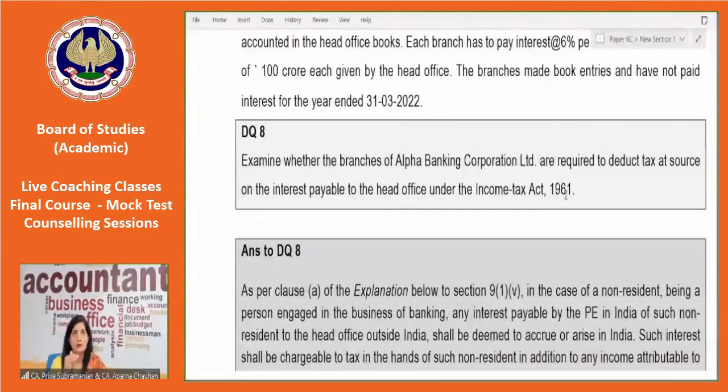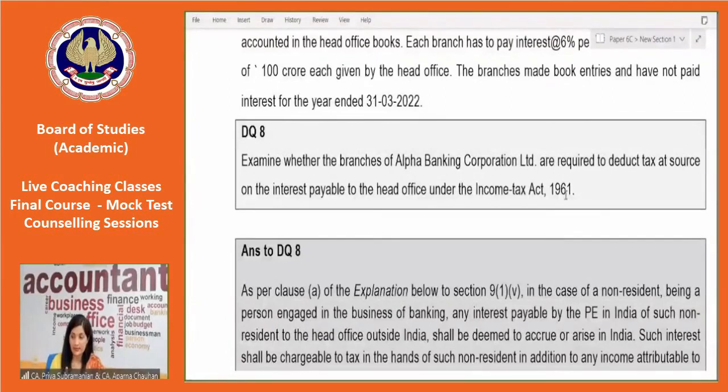Below that, the clause says that interest payable by a non-resident would be deemed to accrue or arise in India if it is on borrowings which are used for the purpose of business or profession carried out in India. Below that, since the head office, the foreign entity, is non-resident, the branch is also non-resident. Both are the same thing because it's the branch of the same foreign entity.